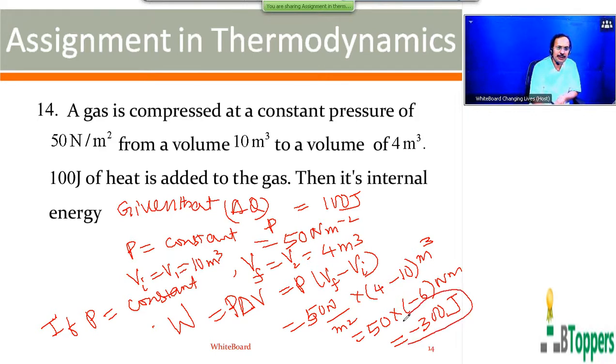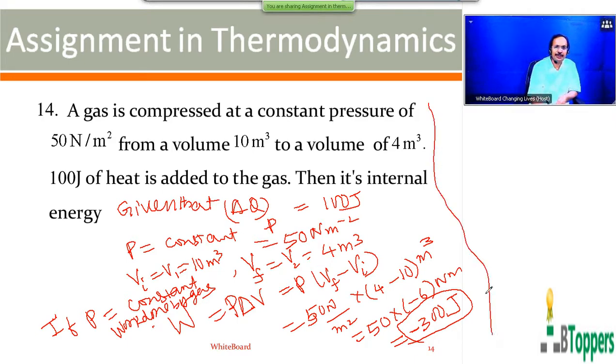So we got the negative sign. It is obvious because the volume of the gas has decreased here. So positive work is done on the gas by the compressing agent, but the work done by the gas, or by the system, will be negative, as the gas is compressed.